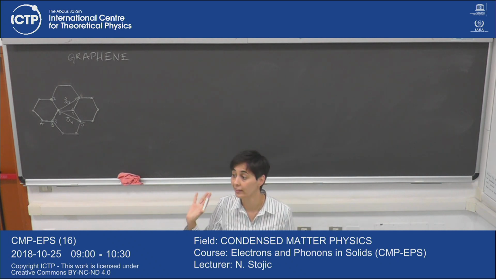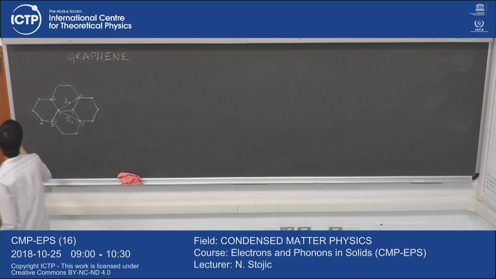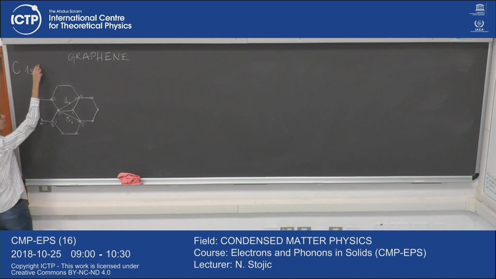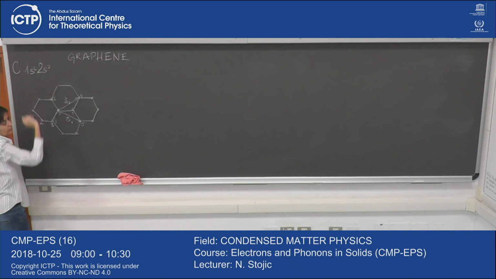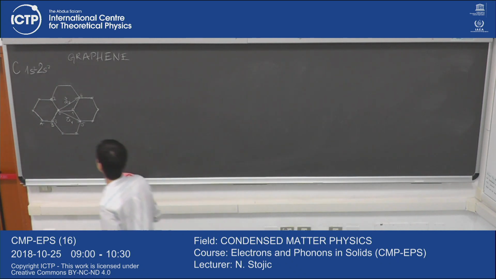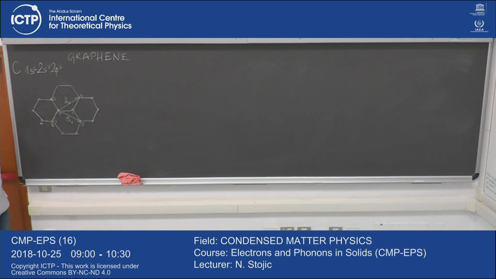Carbon has 4 valence electrons. Carbon has the first level 1s, the second level 2s. Just a second. No, it is 6 electrons, actually. Yes, 6 electrons, 4 valence electrons.